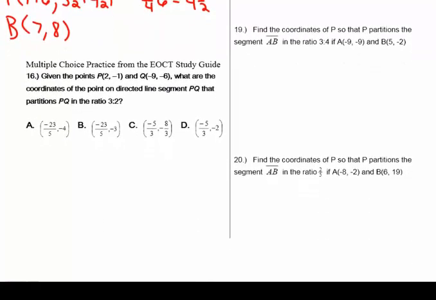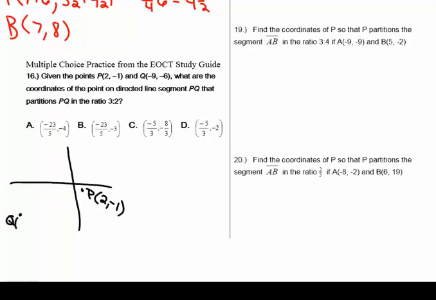All right, let's take a look at number 16. Given the points P, 2, -1, and Q, -9, -6, what are the coordinates of the point on directed line segment PQ that partitions PQ in the ratio 3 to 2? So I like to draw my picture, so I'm going to draw this. Let's see. So we have the point 2, -1. Sounds to be somewhere around there. 2, -1. And then we have -9, -6, which will be somewhere around there.